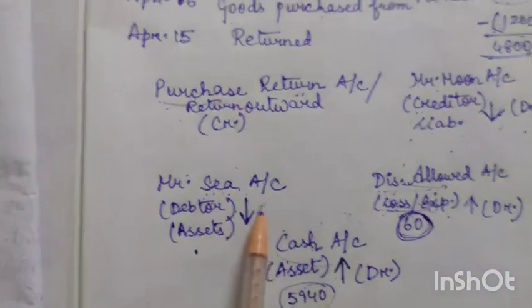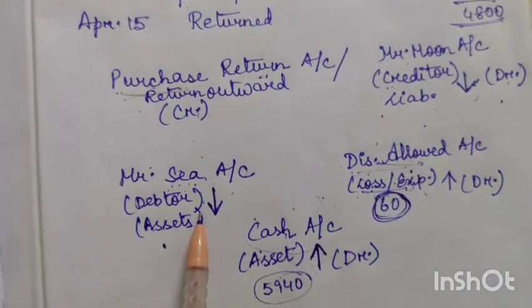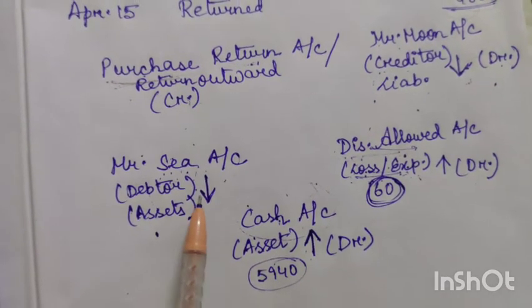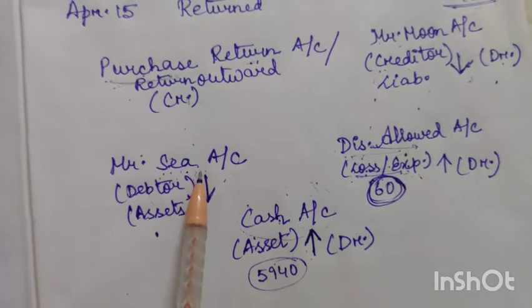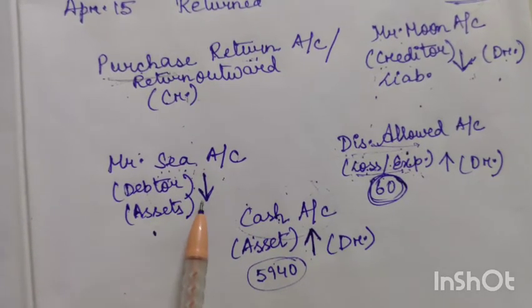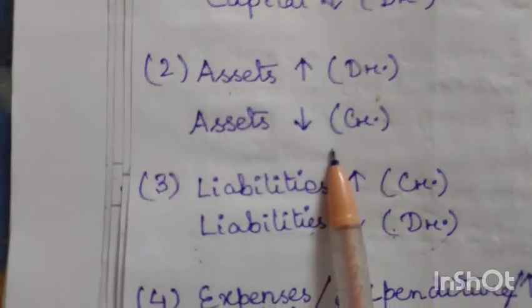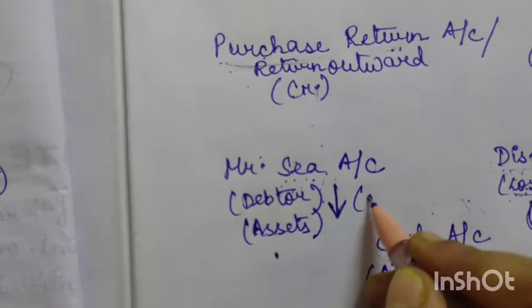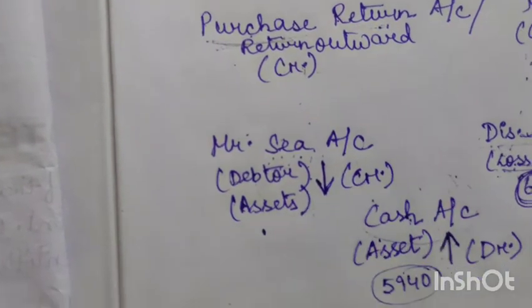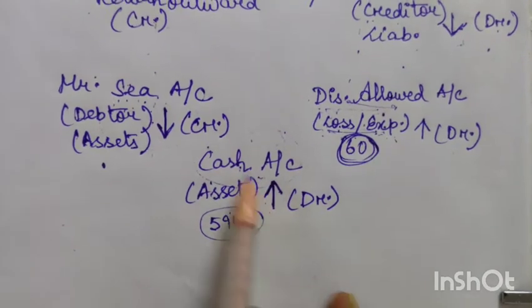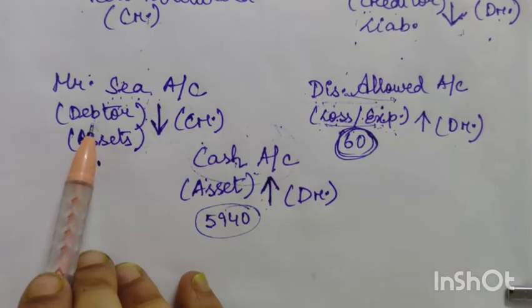And see, since he has made the payment, obviously from his balance we will deduct the amount. So our assets, and deduction means minus. Minus means the balance will go down, and if the balance goes down, that means asset will decrease, and if asset decreases, then it means it will be credit. So we will write here credit. Okay, so now we can see that 2 of the accounts are debited and the last one is credited.